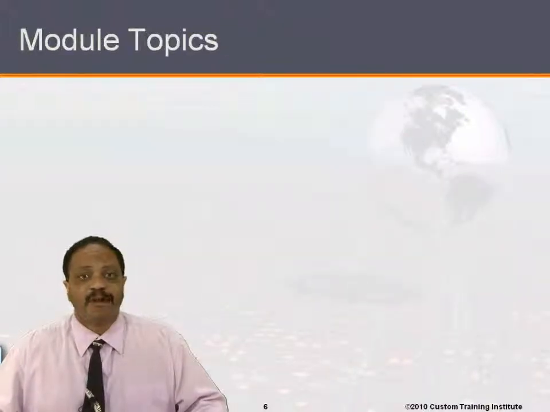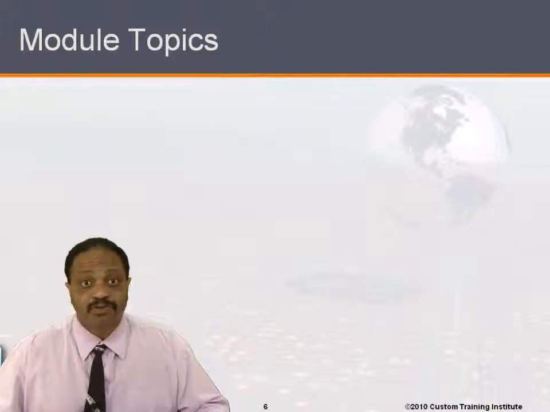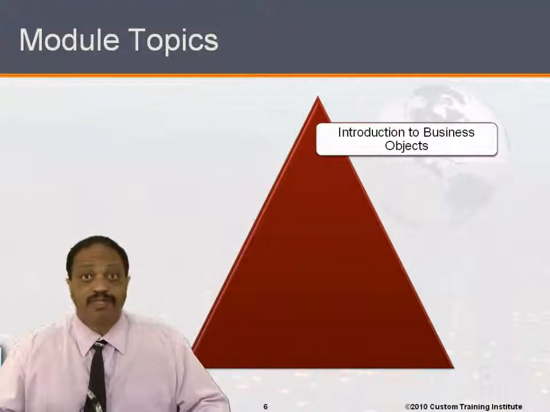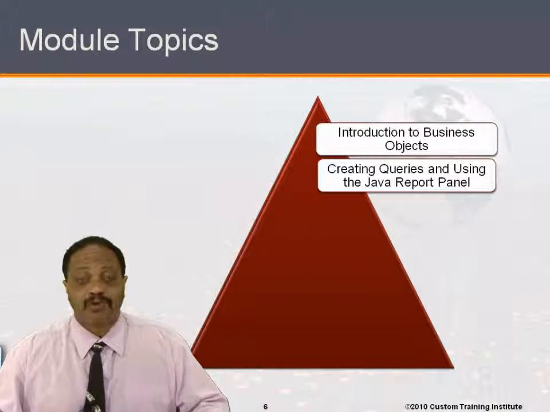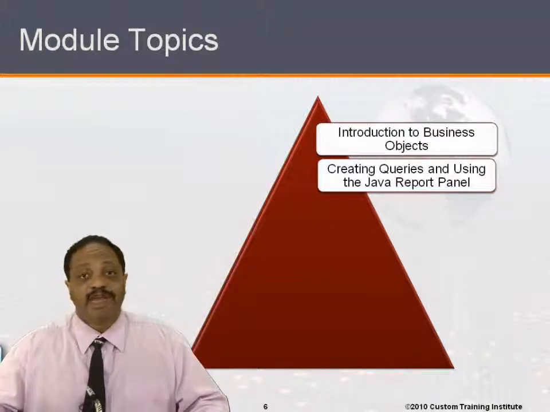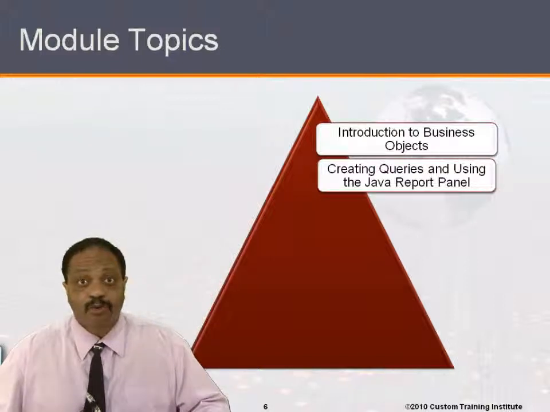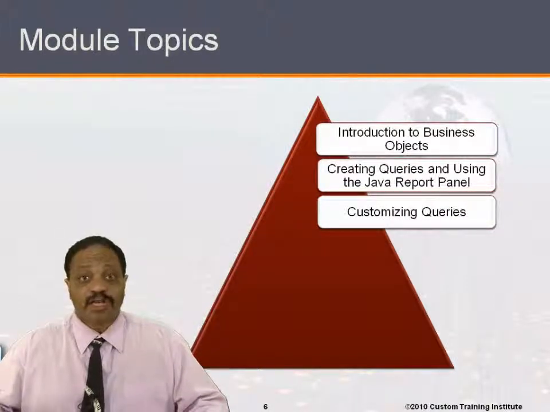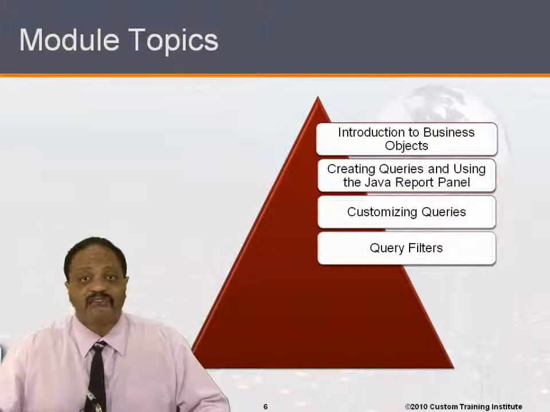What are some of the different topics that we're going to be covering in the different modules for our presentation? You're going to get introduced to what business objects are. You're going to learn how to create queries, how to make requests for business objects. Information gets reported back to you from business objects using the Java report panel, so you're going to get a chance to see how that works. You're going to see how you customize those queries that come back to you. You're going to see how to filter those queries so that you get just the piece of information that you want.